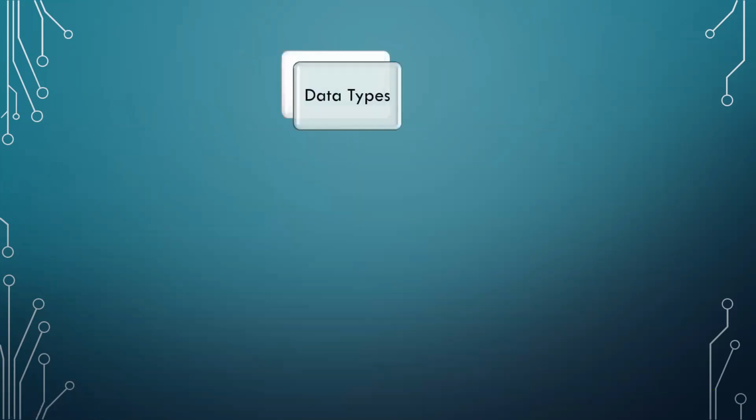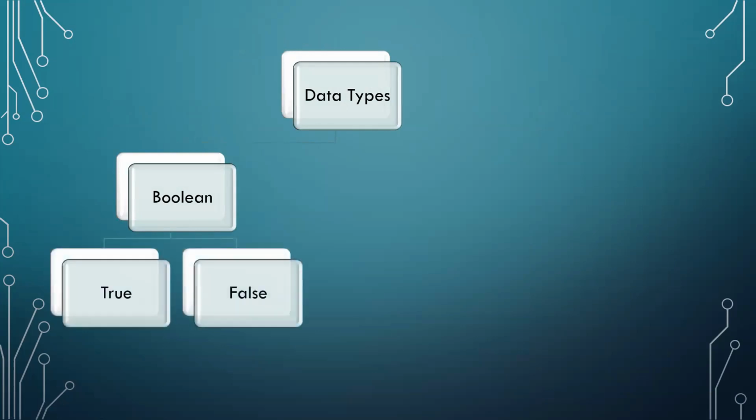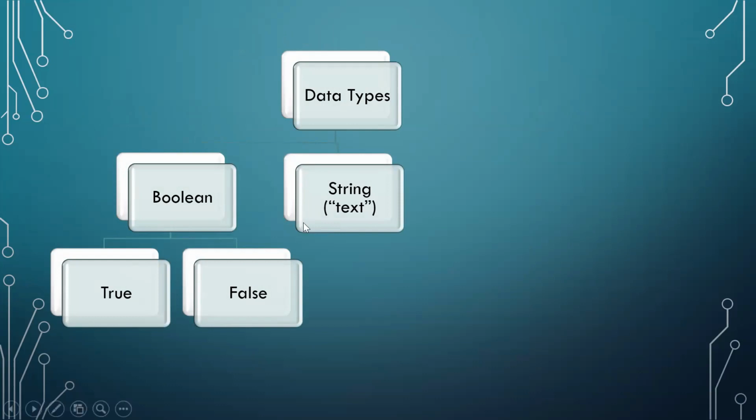Now in Python, there are different data types. We will talk briefly about them. First, we have the Boolean, which is data that is either true or false. Next, we have the string, and the string means text. Any text in Python is always written between quotations, either single, double, or triple quotations.